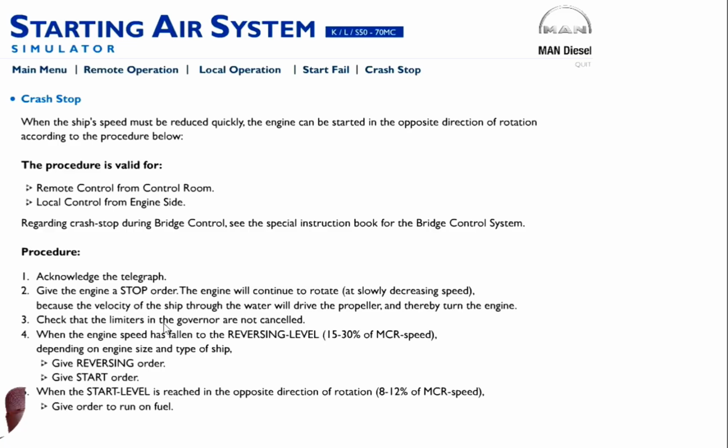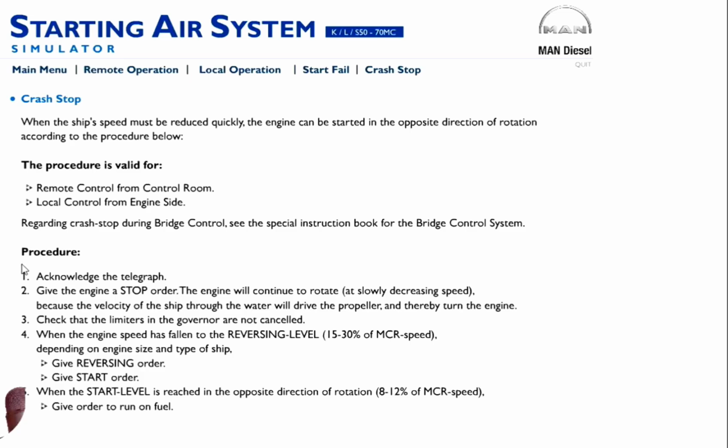Check that the limiters in the governor are not cancelled. When the engine speed has fallen to the reversing level of 15 to 30 percent of maximum continuous rate speed, depending on engine size and type of ship, give the reversing order, give the start order, and when the start level is reached in the opposite direction of rotation, 8 to 12 percent of maximum continuous rate speed, give the order to run on fuel.